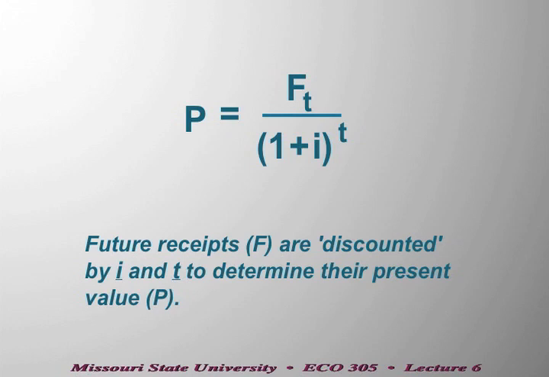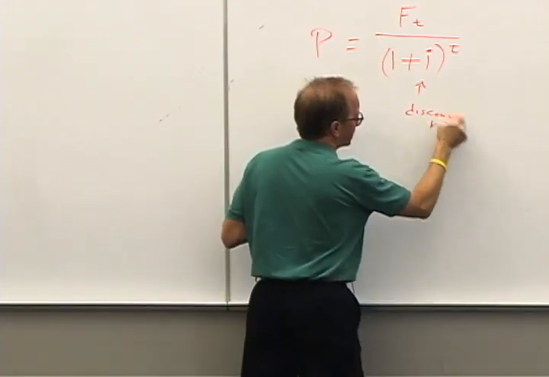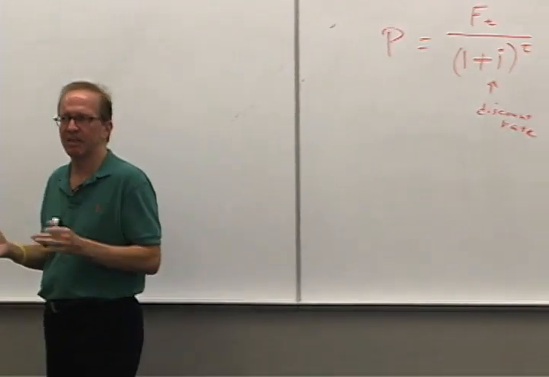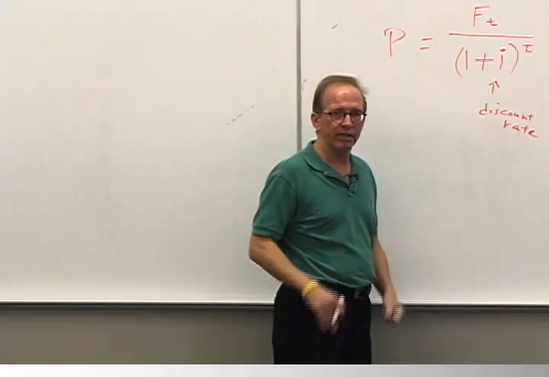1 plus I to the t is in our denominator. And that I is our annual interest rate or our annual discount rate. There's a tendency to think that that's something official, and it's not official at all. Each investor has their own discount rate. You might say, I would let my money go for 3% a year, and somebody else might say 3.5%, and somebody else might say 2%. Each person has that right. It's your money to invest and your discount rate. It's a personal discount rate for each investor.